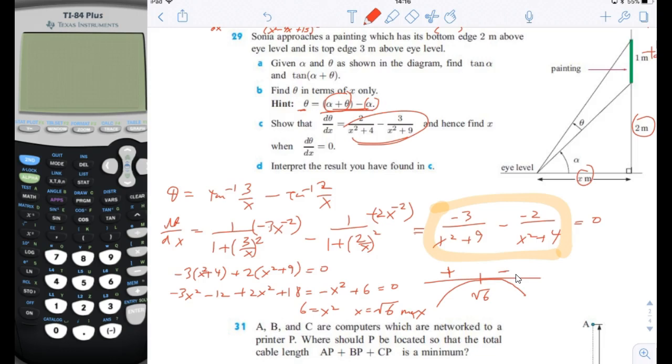Interpret the result you have found in C. Well, if you put x equals square root of 6 here, that would maximize the viewing angle of the painting. Okay? All right.